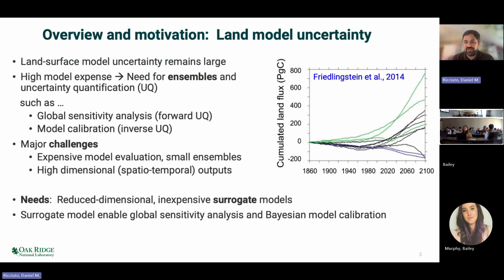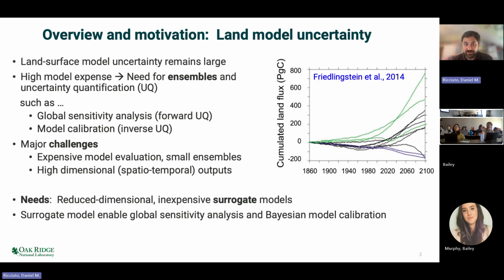So land model uncertainty has been a big story for decades now, and even after lots of research, land surface model uncertainty remains large, especially regarding the carbon cycle, which you can see here on the right, a kind of old picture now from Friedlingstein et al. in 2014, showing multiple models, modeling groups, and their predictions of cumulative land flux over the 21st century. And that's how uncertainty has been diagnosed a lot in the past, by looking at multiple ensemble members of different models. And these models tend to be quite expensive to run.